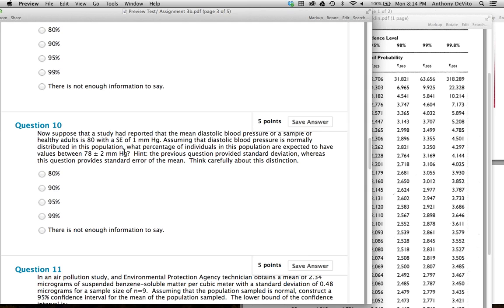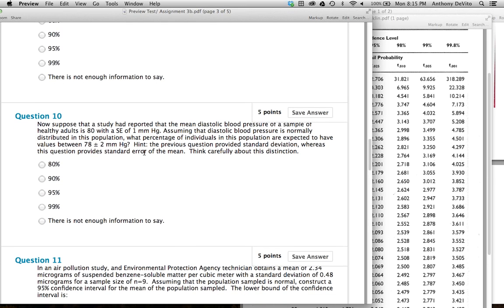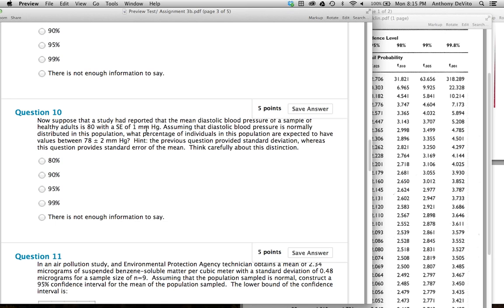Okay, let me think about this. I need to know how many standard deviations apart these two groups are. And this time it's a sample, right? So let me think about this standard error. Let's see, what percentage is standard error? Is 1 plus or minus. Anybody got a guess there?